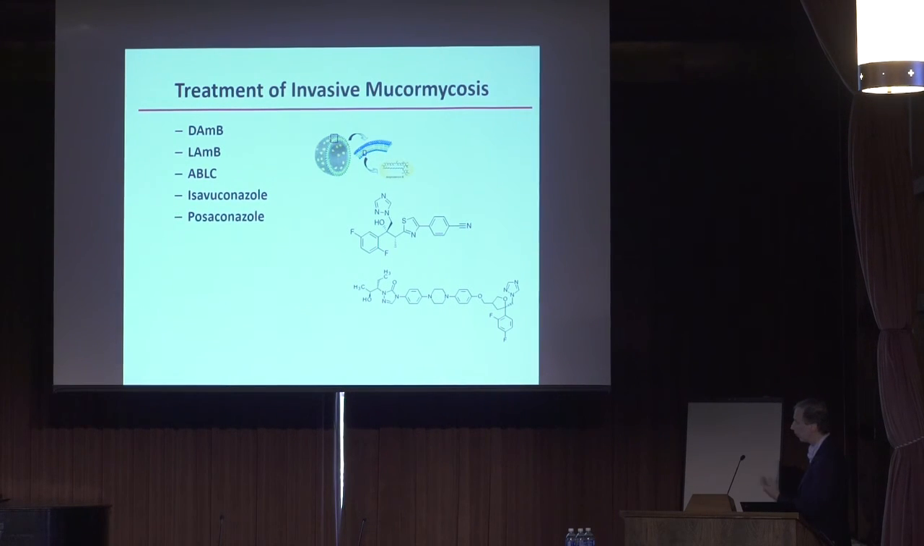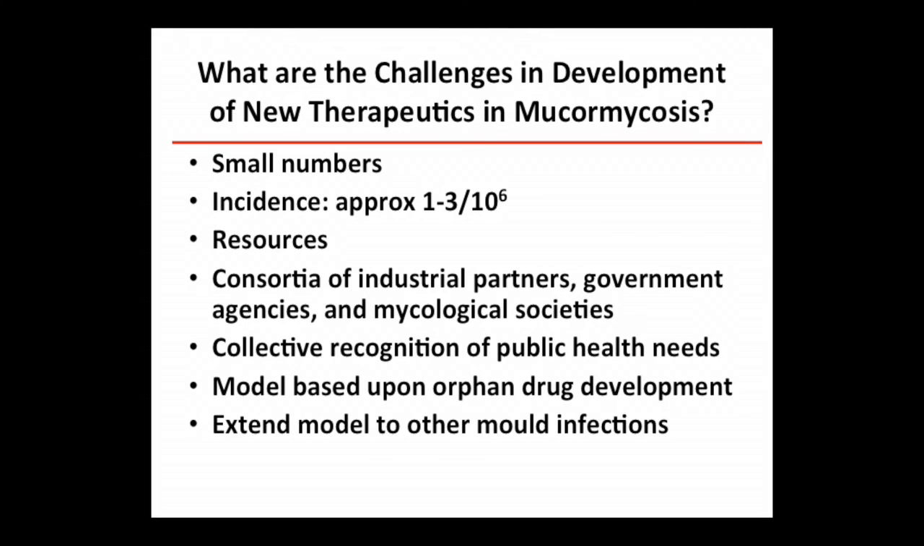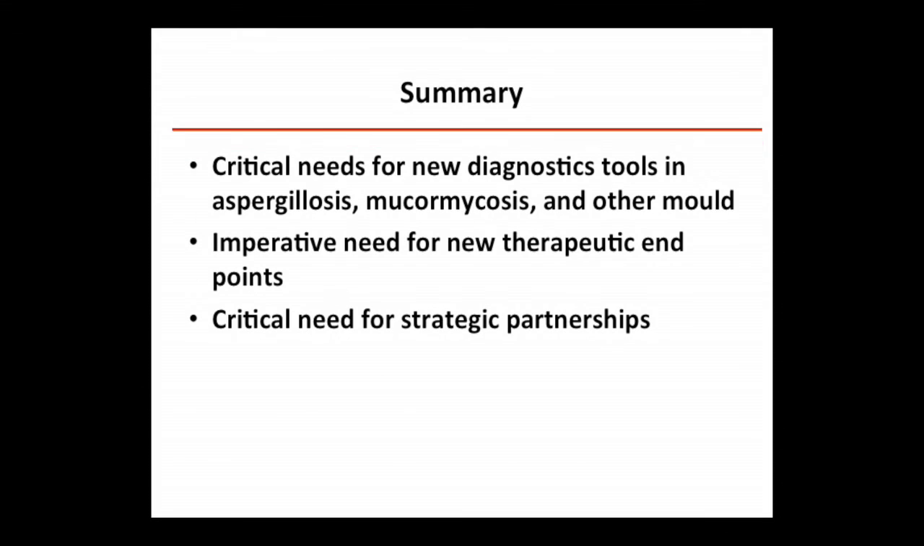Are they optimal? No. Do we need more progress? Certainly. So what are the challenges in developing, though, new therapeutics? Small numbers. If you thought Aspergillus was challenging, 1 to 3 per million is going to be even more challenging. Where are the resources to be able to develop them? Well, one possibility may be consortia of industrial partners, government agencies, and mycological societies coming together, collective recognition of the public health needs, patient testimony, which is extraordinarily compelling, and in that regard, a model based upon orphan drug development and extending that model to other mold infections.